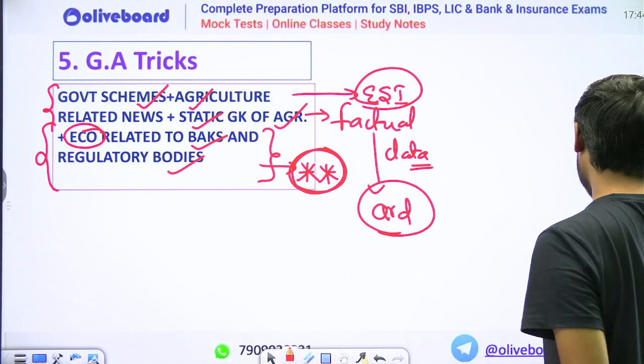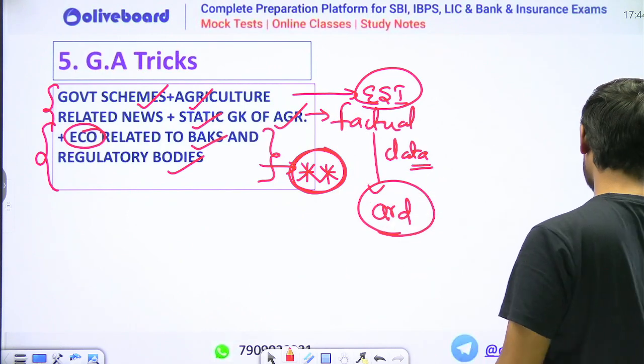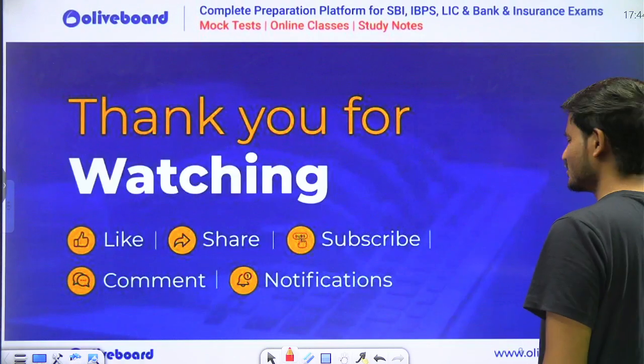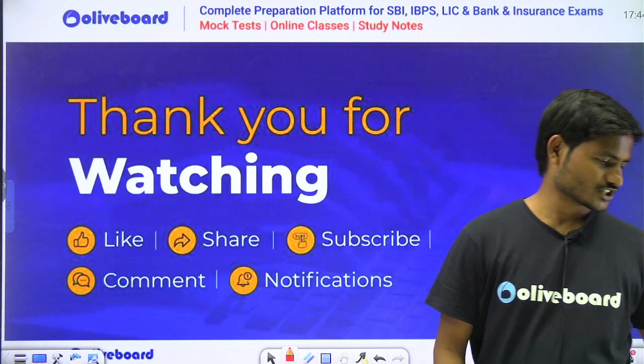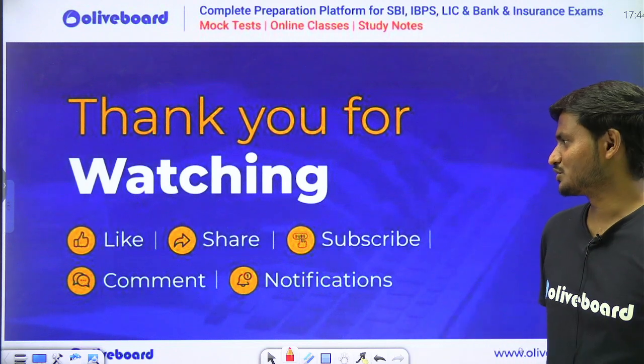You will clear it, and there is no need to think that you will be getting 100% marks. No one gets 100% marks. So just focus on clearing the cutoff and getting the job, and then you can do a research paper in agriculture if you wish to study more.